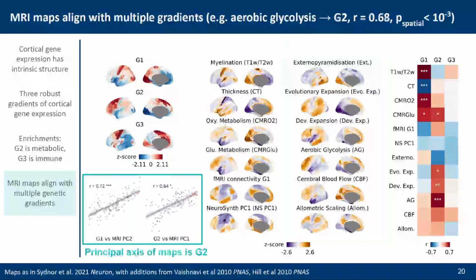Even more interesting, if you just take this set of brain maps, which don't have gene expression in them, or any subset of them, then the first principal component of these canonical imaging maps is actually the second metabolic principal component of gene expression. And vice versa, the second principal component of the imaging maps is the first component of gene expression. So it really seems like these canonical imaging maps are underpinned by multiple axes of gene expression in the brain. Now, you may be wondering, what about the third inflammatory gradient? That doesn't seem associated with any of these.